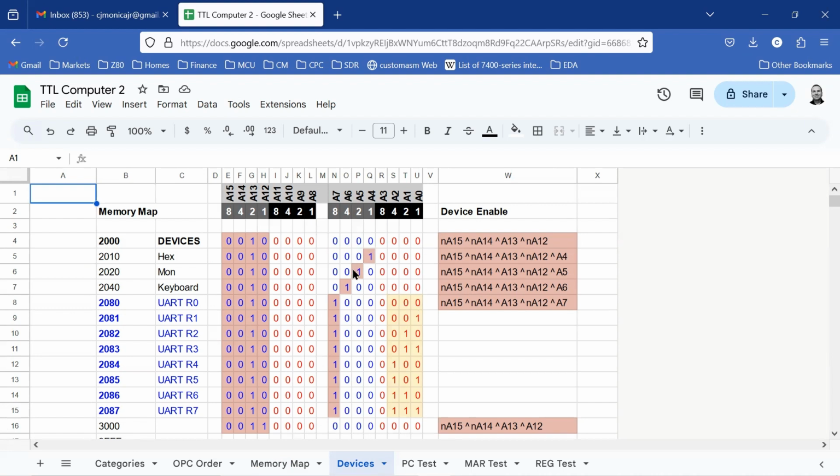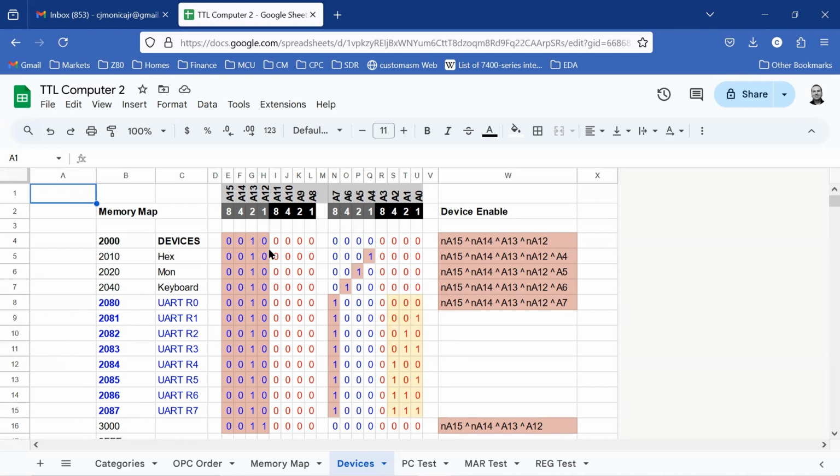Now, this is why I pushed these up to the high nibble, because we need these low order bits in the low nibble to signify which register we're going to be accessing. So 0 is register 0 in the UART, 1 is register 1, register 2, register 3, register 4, register 5, register 6, and register 7 in our UART, right? And those are going to be mapped in at addresses 2080, 2081, 82, 83, 84, 85, 86, and 87. So that's how we are going to read and write to our serial UART chip.